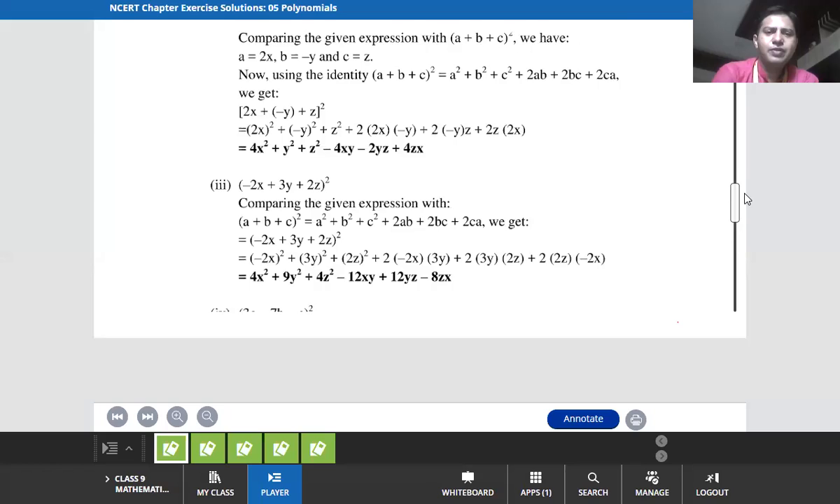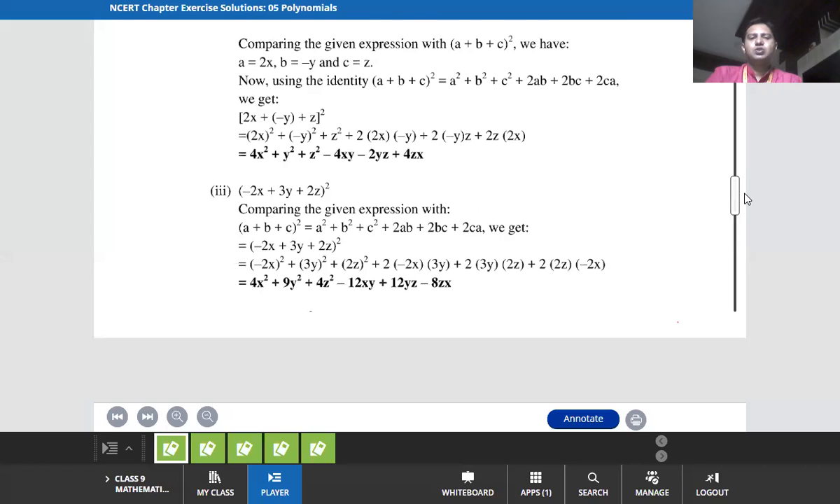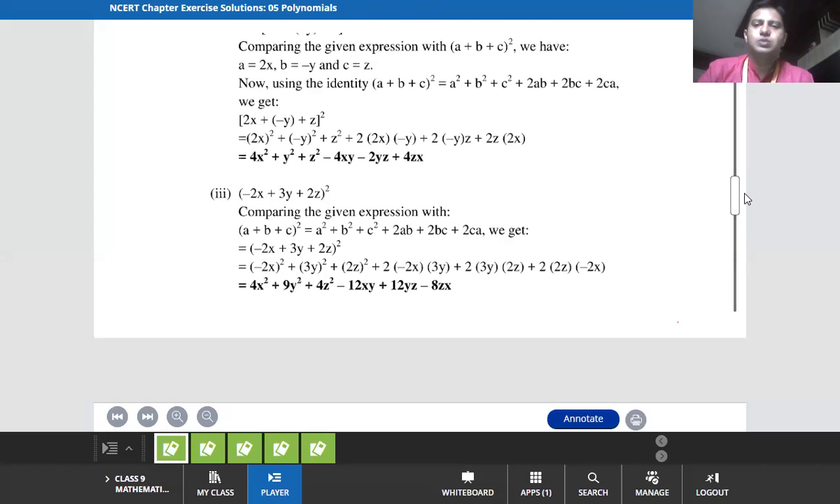So we have a, b, c. The value of a is minus 2x, the value of b is 3y, and the value of c is 2z over here. Now, we'll substitute the values in the identity. a plus b plus c whole square is equal to a square plus b square plus c square plus twice ab plus twice bc plus twice ca.